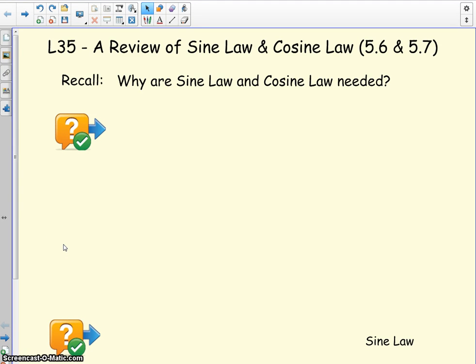Alright, so before we get into extending the concept of sine law and cosine law a bit further in 3U, we're going to take some time to review how sine law and cosine law worked when we first saw it back in grade 10. So first thing you might remember, well, why do we need sine law, cosine law in the first place?